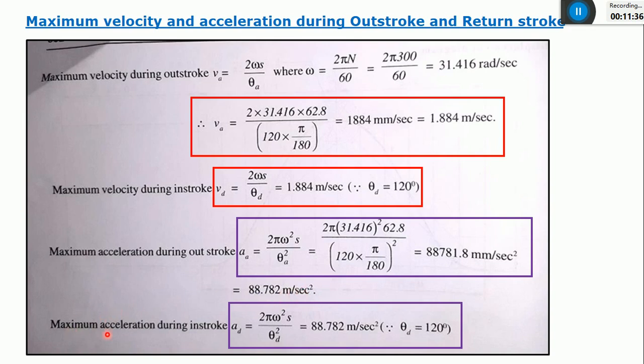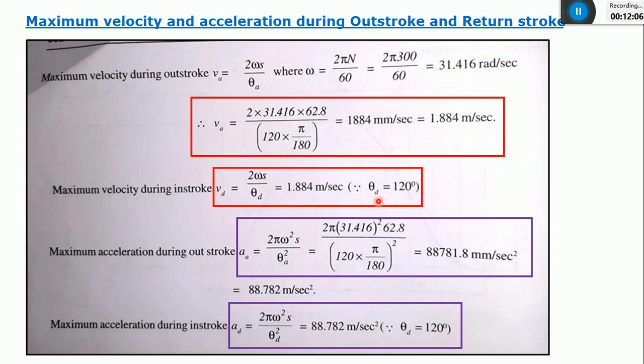Similarly, the maximum acceleration during the return stroke or the in stroke. The formula is the same again, only the angle is different: theta A here and theta D. Theta D is nothing but theta R itself. D means descent, R means return stroke. Both are correct. Since both outstroke and return stroke are with the same angle, I'll get a similar answer, because you can see the return stroke angle is again 120.